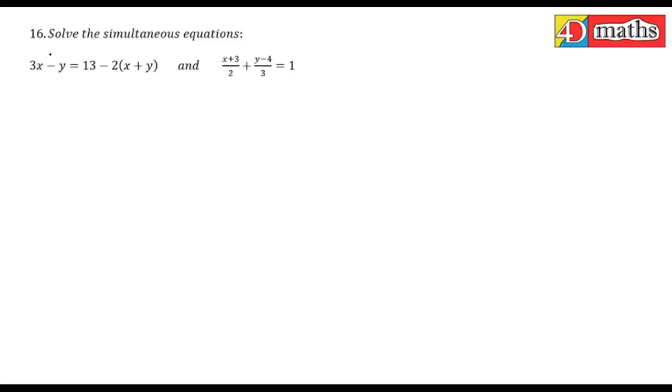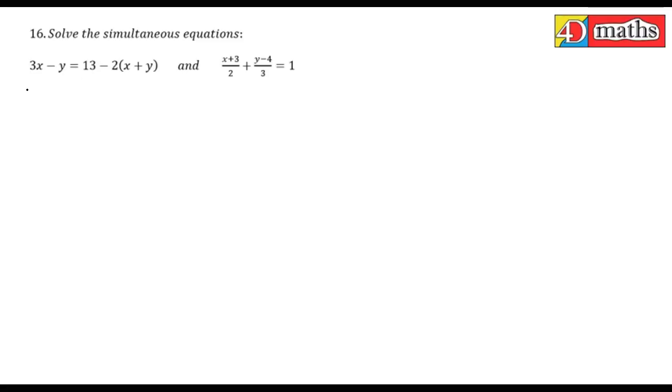Okay, we're asked to solve the simultaneous equations. 3x minus y equals 13 minus 2 bracket x plus y, and (x plus 3) over 2 plus (y minus 4) over 3 equals 1. So I'm going to tidy both of them up first before I actually do the question.